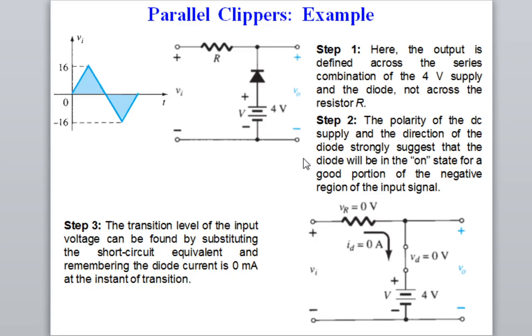But remember, here the output voltage is not defined to find out across the load resistance. As in the previous case, the output voltage was asked to find out across R, but here the output voltage is asked to find out across the diode and power supply.